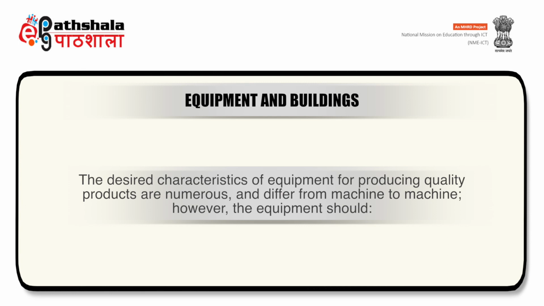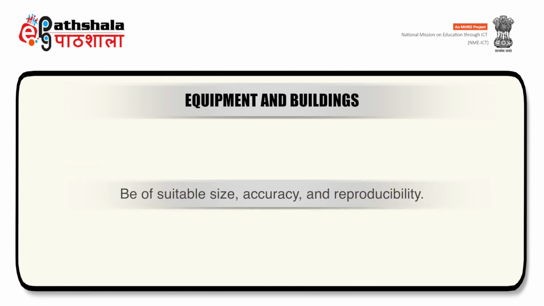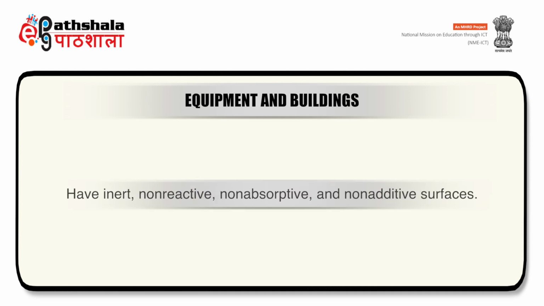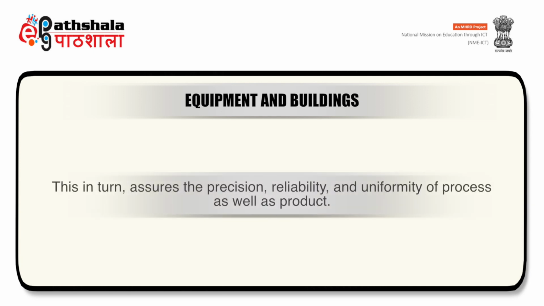The desired characteristics of equipment for producing quality products are numerous and differ from machine to machine. However, the equipment should be of suitable size, accuracy, and reproducibility. It should have inert, non-reactive, non-absorptive, and non-additive surfaces. It should be constructed to facilitate adjustment, cleaning, and maintenance. This in turn assures precision, reliability, and uniformity of process as well as product.